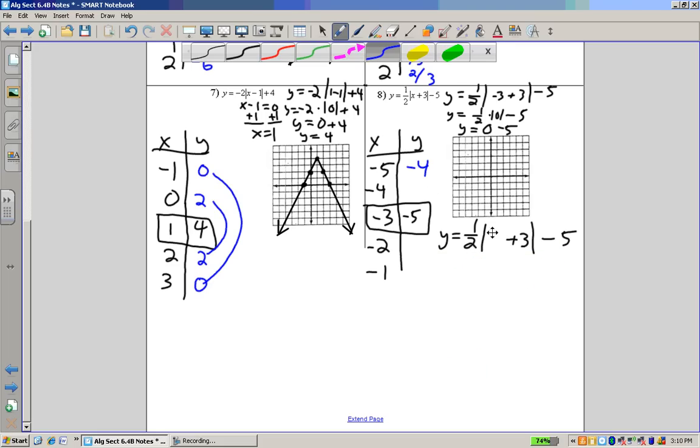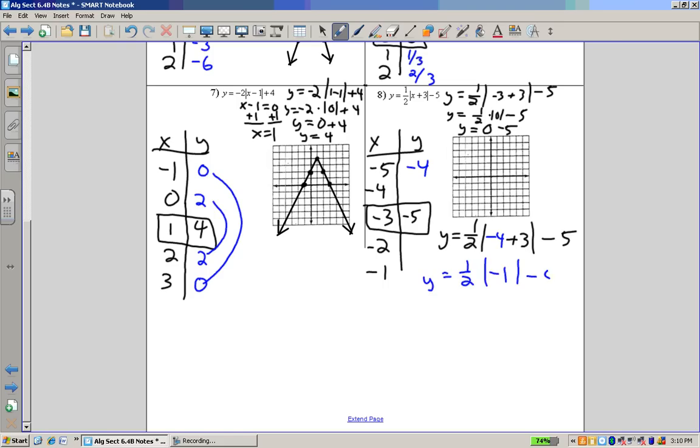Let's plug in negative 4. Negative 4 plus 3 is negative 1. The absolute value of negative 1 is positive 1. 1/2 times 1 is 1/2. 1/2 minus 5 is negative 4 and 1/2.